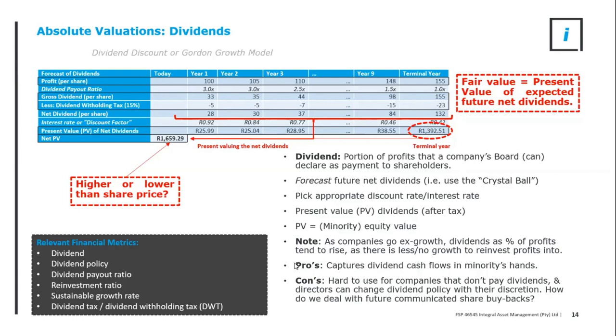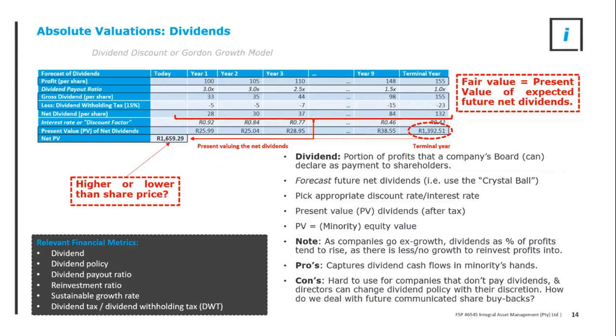Now, I've told you the pro is that dividends are real cash flows as a minority shareholder in your bank account. What are the cons? Why don't more people use this model, and why do more people use the discounted free cash flow model? Well, some companies don't pay dividends. So how does one go and forecast this?